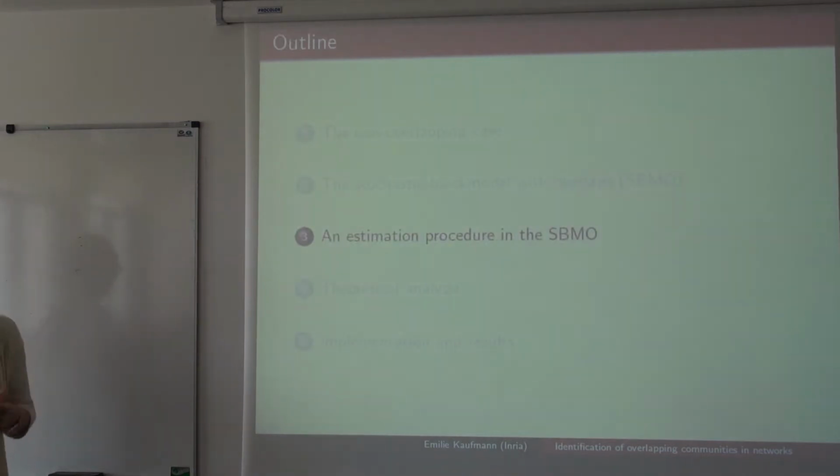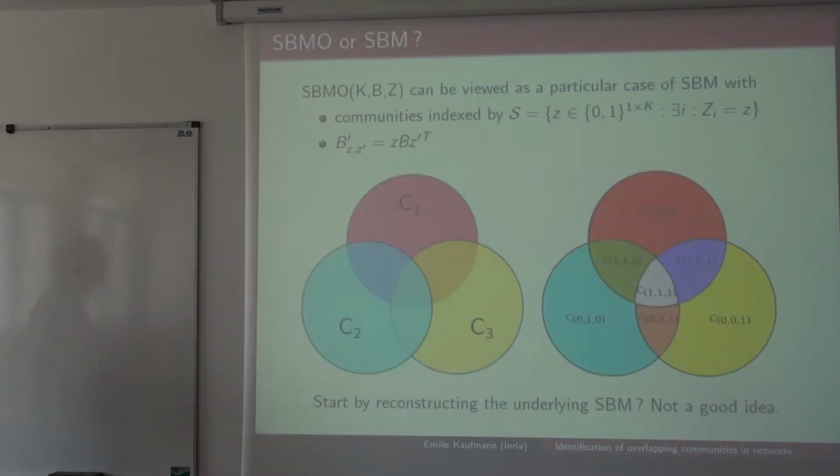So now let's think about how to estimate the matrix Z. The first idea is to remark that SBMO can be viewed as a particular case of the stochastic block model by adding communities. In this SBM, there will be up to 2^K communities corresponding to all the possible mixtures of communities that are present in the network.